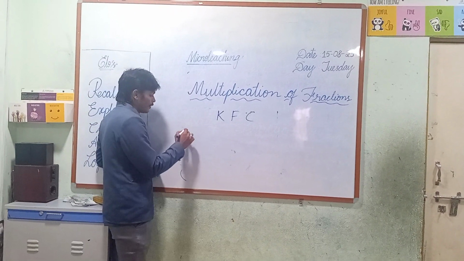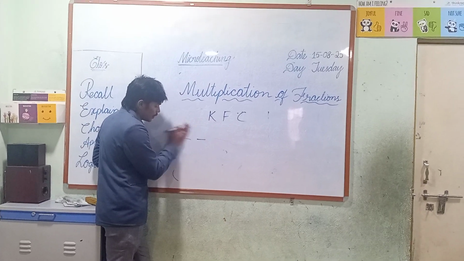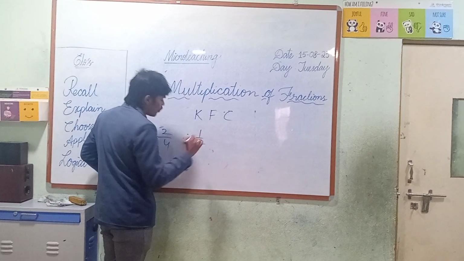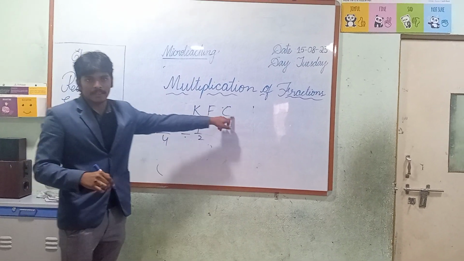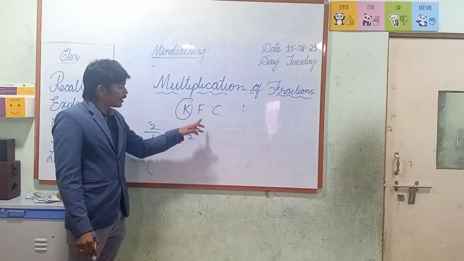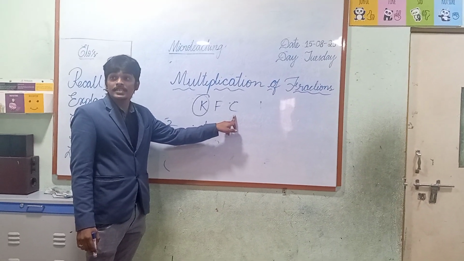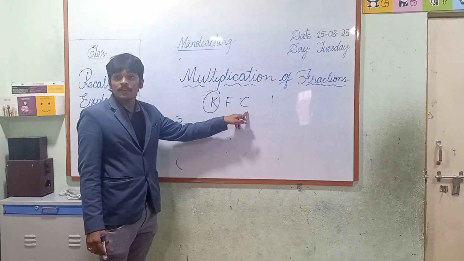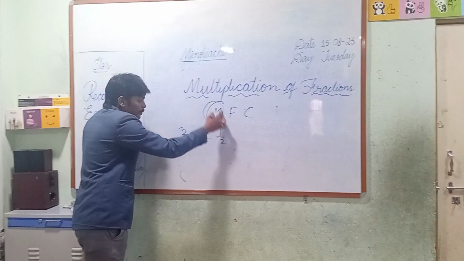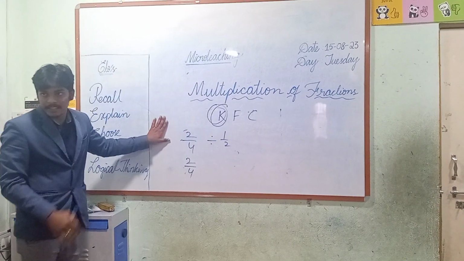See, now I am going to divide a number with another number. So what happened here is KFC. KFC means keep the first fraction same. And see, here what we have to do means change the symbol here. See, keep the same as it is. The first fraction should be same. We should not change anything.